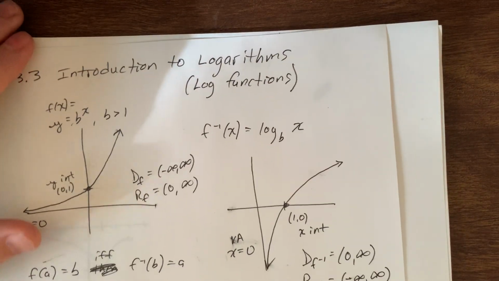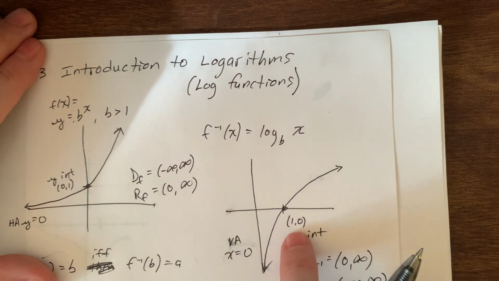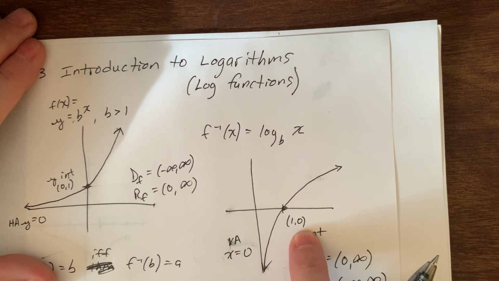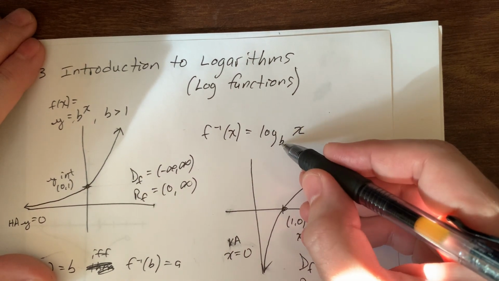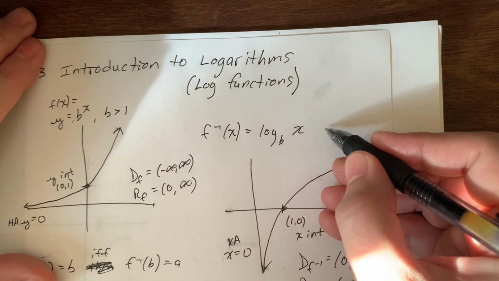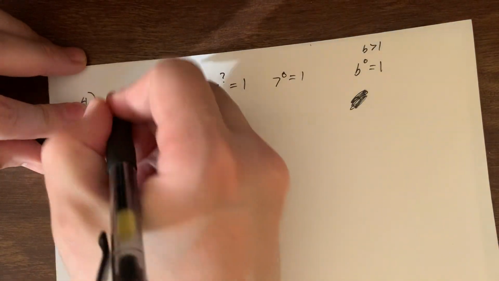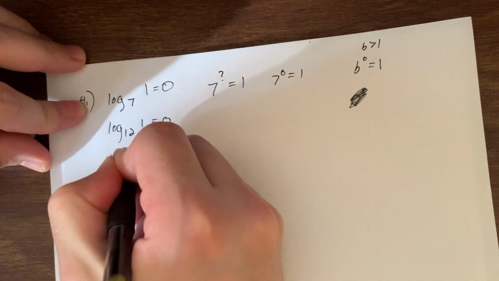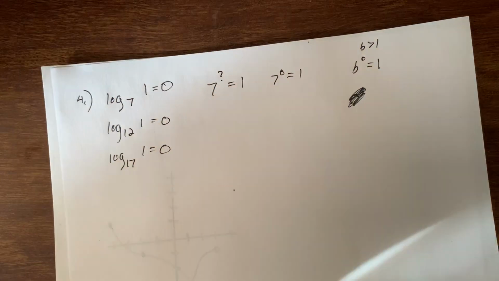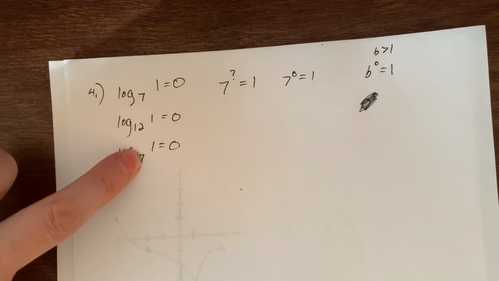That goes back here and re-explains why every basic log function has this x-intercept. Doesn't matter what the base is, the log of 1 in any base equals 0 because b to the 0 power gives us the 1. So going back to the one we just did, if that was log base 12 of 1, the answer would be 0. If it was log base 17 of 1, the answer would still be 0 because any of these bases to the 0 power would get us back to 1.